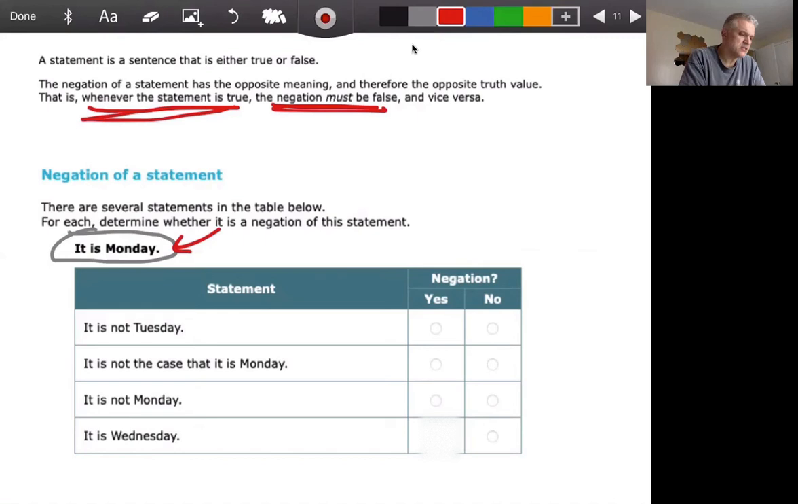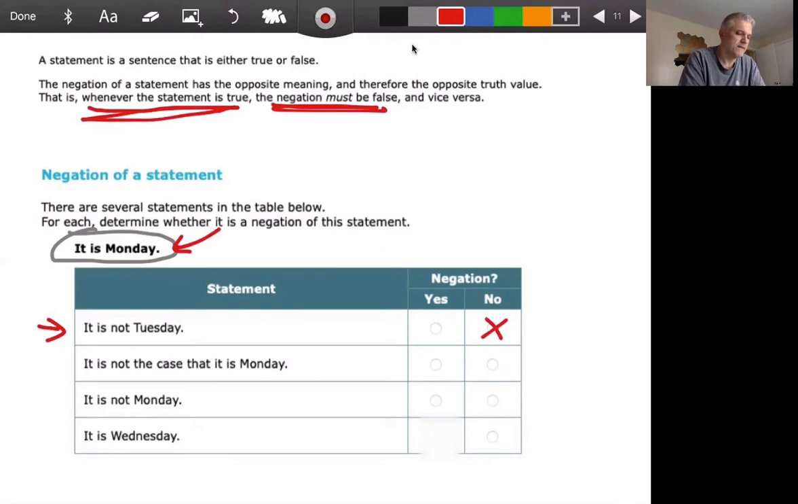All right, let's see. It is not Tuesday. Does that negate it is Monday? Think about it. If this is true, it is not Tuesday. Does this always have to be false? No, it doesn't, because Monday's not Tuesday. So it is not Tuesday could mean something other than the opposite of it is Monday, because it could be Monday. So that is not a negation.